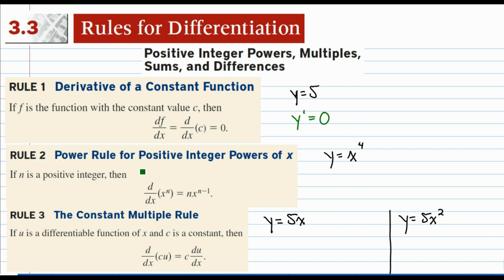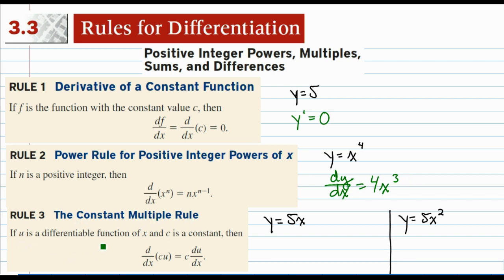Rule number 2, the power rule for positive integers, powers of x. If n is a positive integer, then the derivative of x to that positive integer, you put the integer down in front as a multiplier, coefficient, and then subtract 1 from the exponent. So for example, y equals x to the 4th, the derivative, so dy dx, another way of writing y prime, would be 4x cubed. So 4 came down in front, and then x to the 4 minus 1 is now 3.